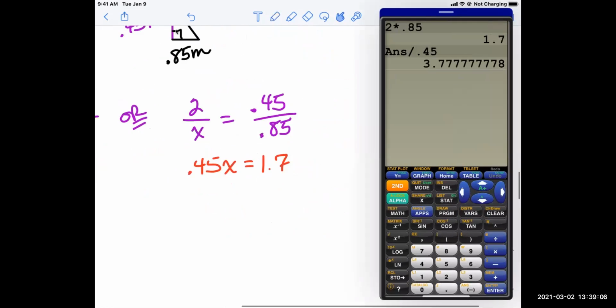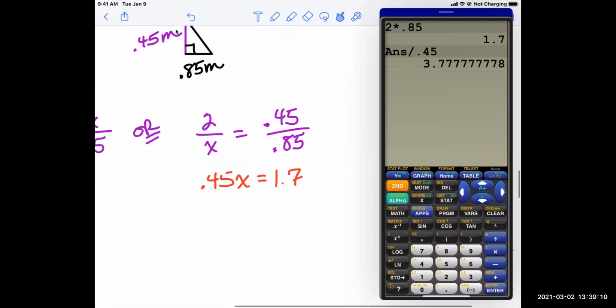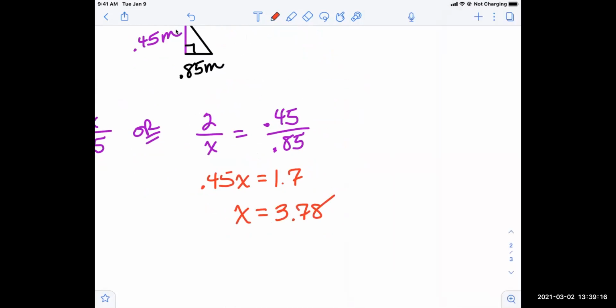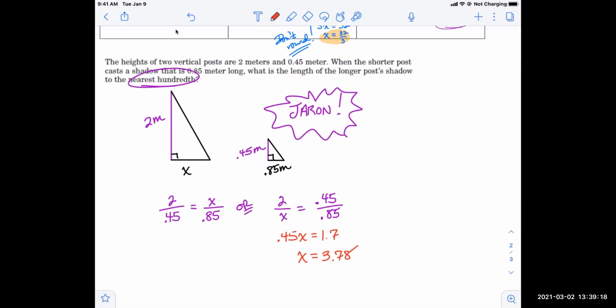Okay, so what does that round to the nearest hundredth? 3.78. What's the label? Meters.